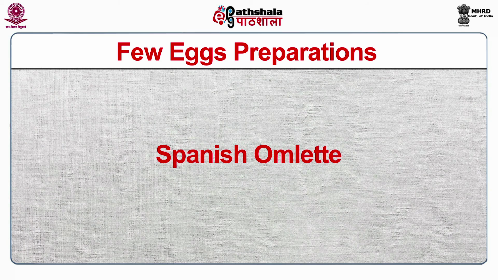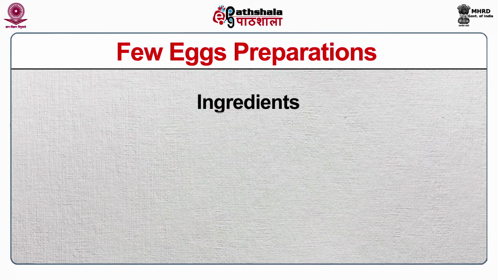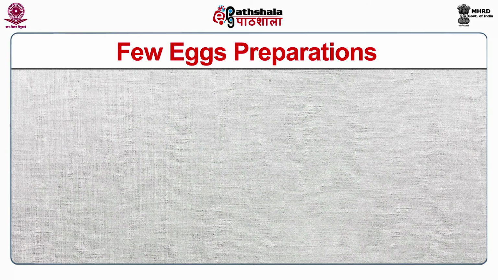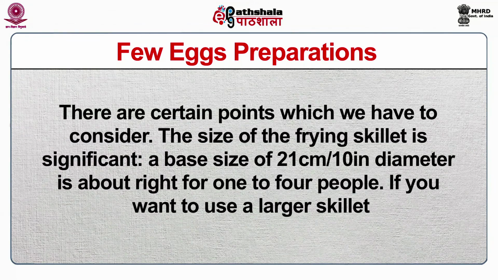Now we talk about Spanish omelette. The ingredients are 1 medium onion, 276 grams small desiccated potatoes, 2 tablespoons olive oil, 4 eggs, salt and freshly ground black pepper accordingly. Process of making: there are certain points which we have to consider.